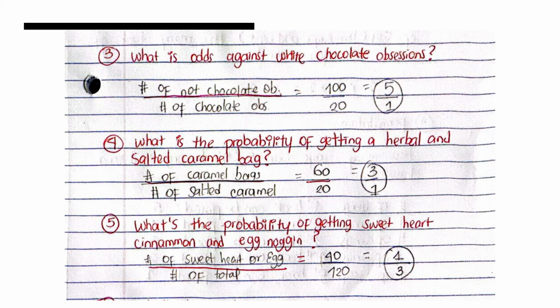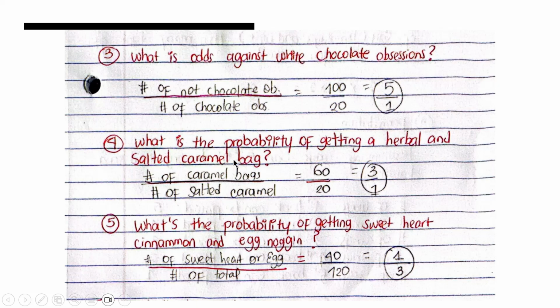Number 3 is what are the odds again of chocolate obsession. What I did in here was to identify the chocolate obsession bags over the number of not chocolate tea bags, and the odds against are the not chocolate tea bags over the chocolate obsession tea bags. So we have 100 over 20. This will be simplified into 5 over 1.